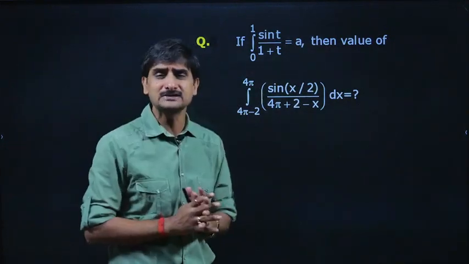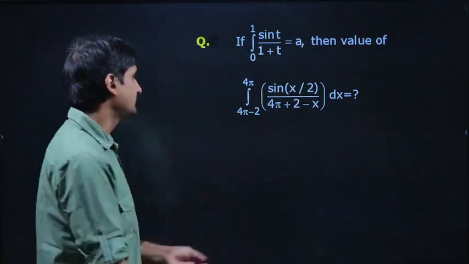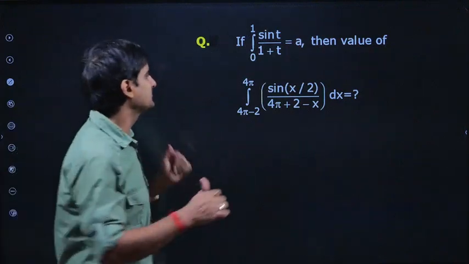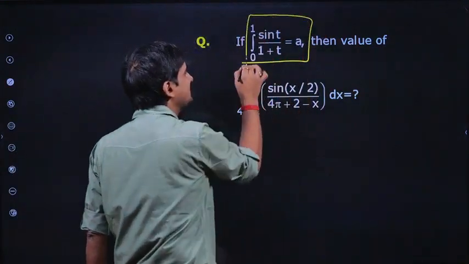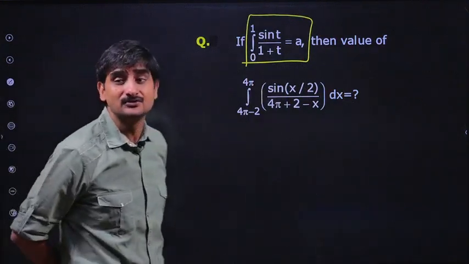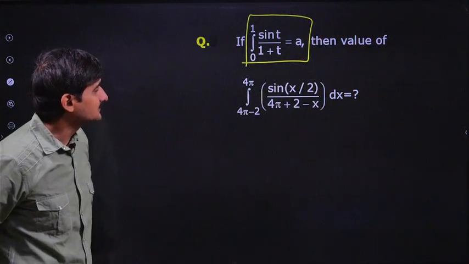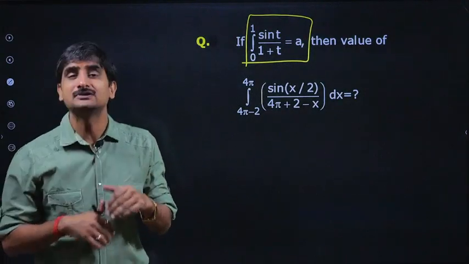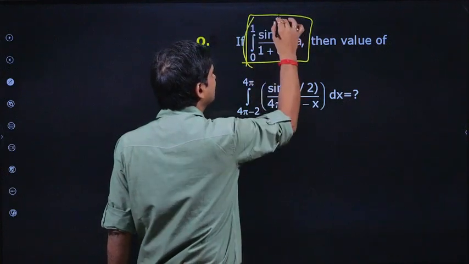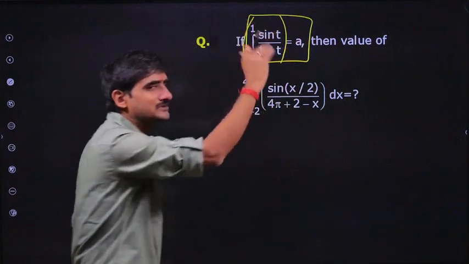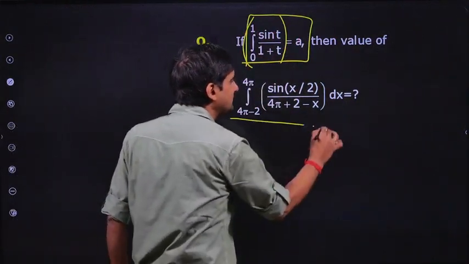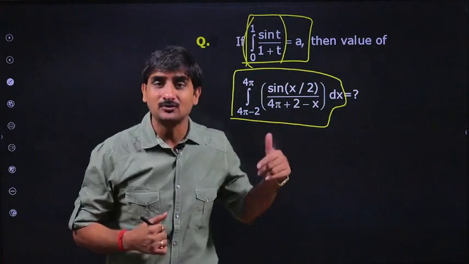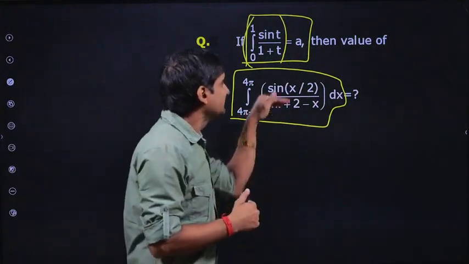The first question which I chose for you today is a bit different. Why am I saying it is a bit different? Because you are given that the integral from 0 to 1 of sin t over 1 plus t is equal to A, and you can be sure that normally we won't be able to solve this integral. That's why they have given that the value of this integral is A, and you have to evaluate another integral. We can find its value only when we can convert it to that form.